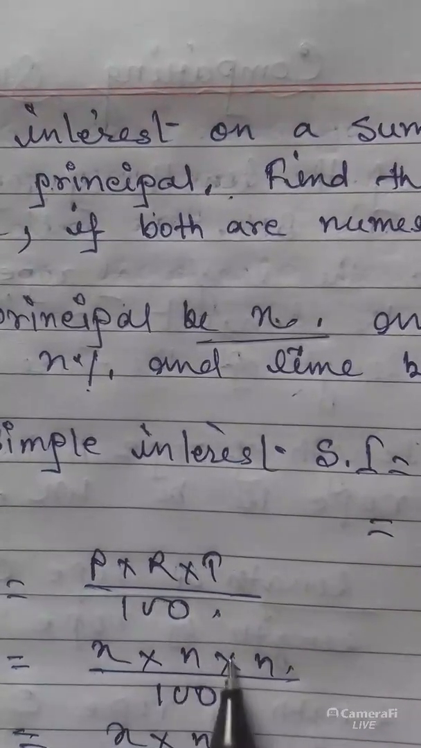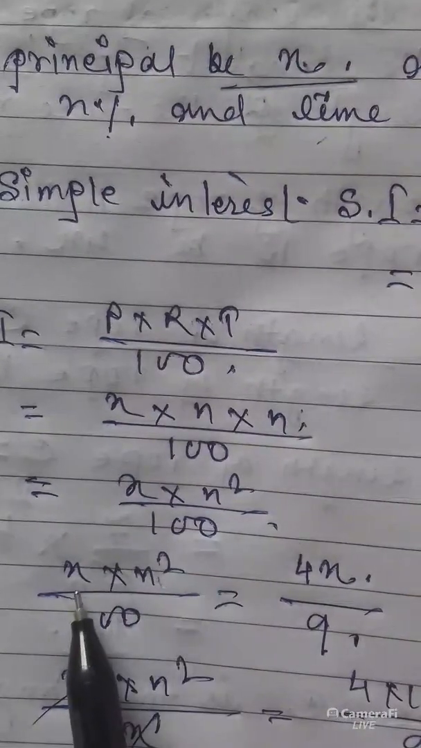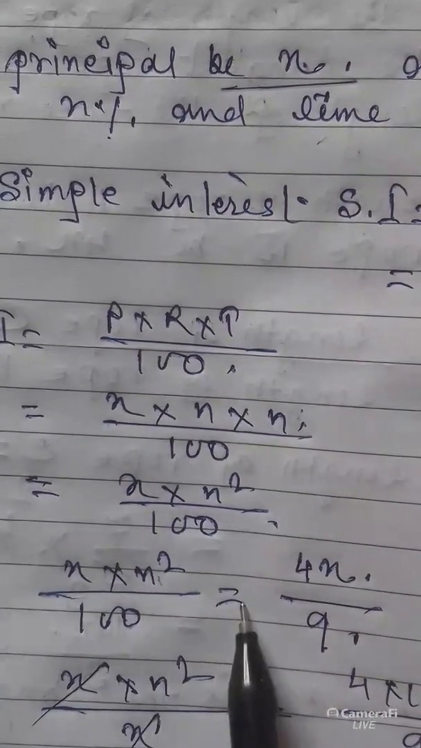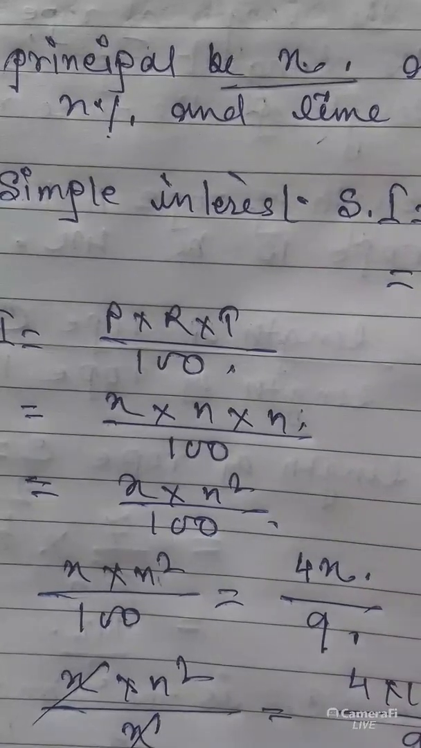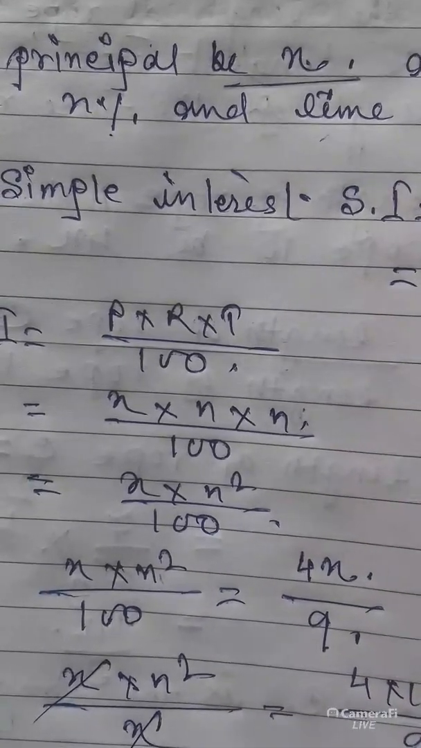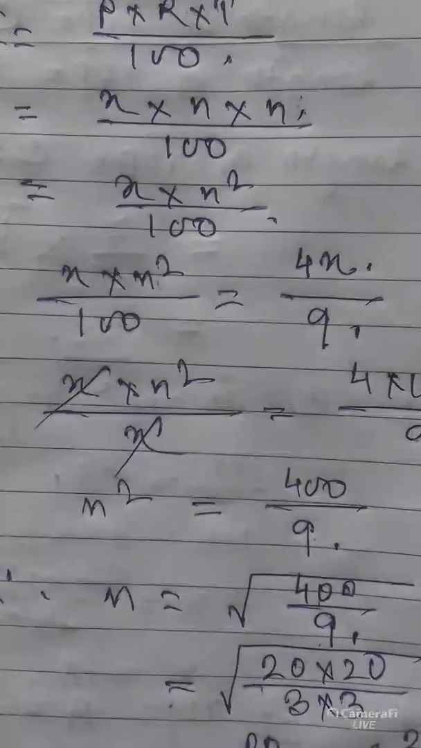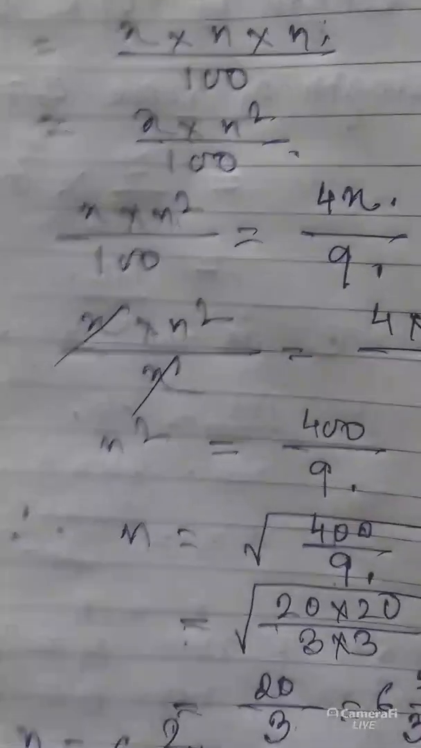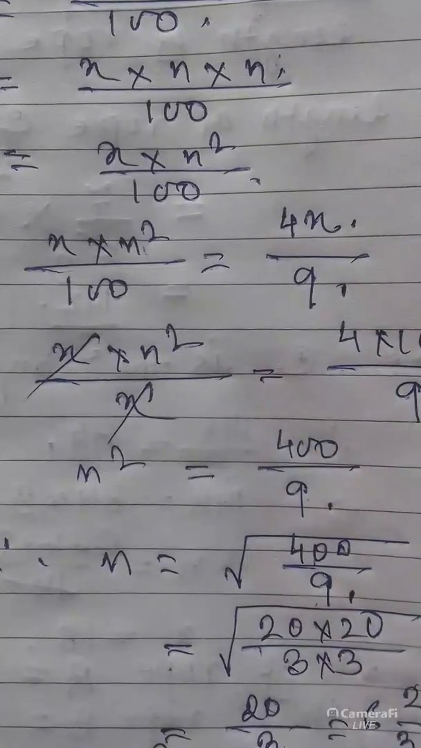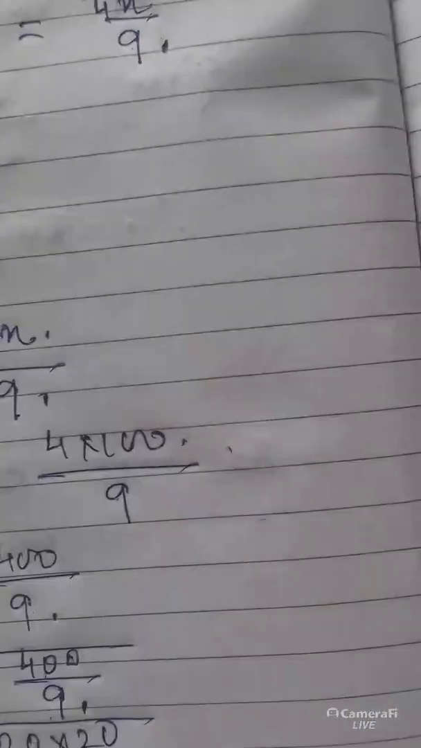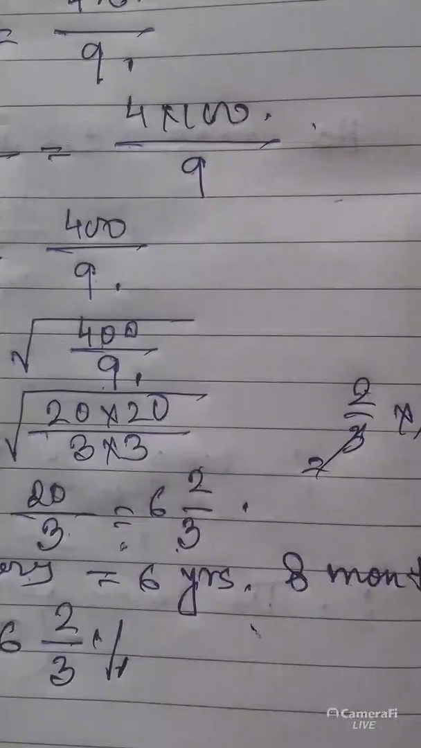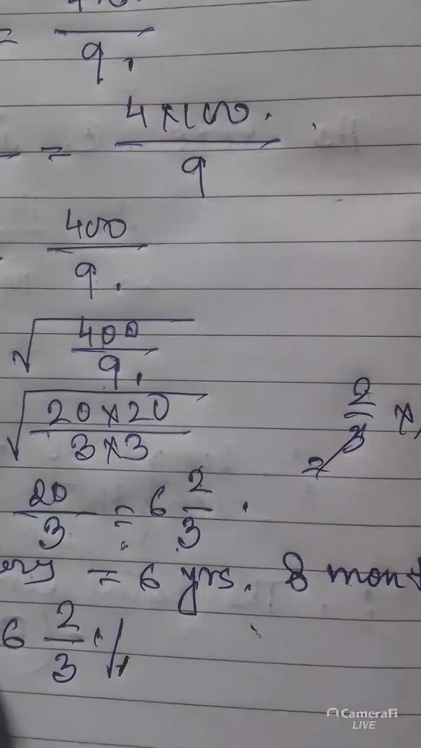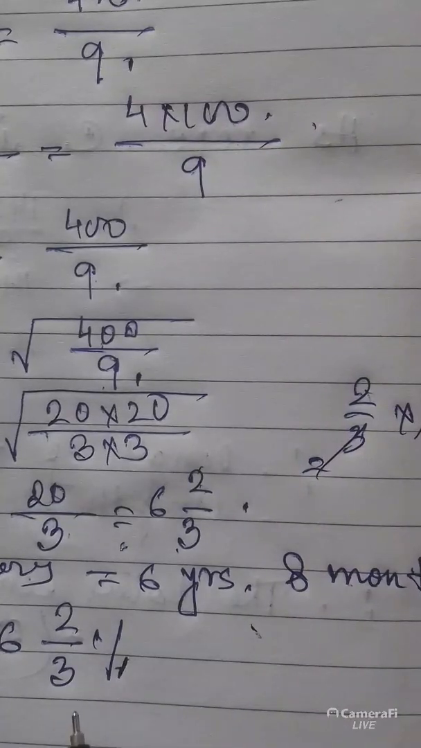So x into n by 100 into n, that is x n square by 100. According to the question, x n square by 100 equals 4x by 9. x cancels, n square equals 400 by 9. So n equals 20 by 3, which means 6 whole 2 by 3. 6 whole 2 by 3 means 6 years, and 2 by 3 converted into months is 2 by 3 multiplied by 12. 3 4s are 12. So 6 years 8 months, and the rate n% equals 6 whole 2 by 3.